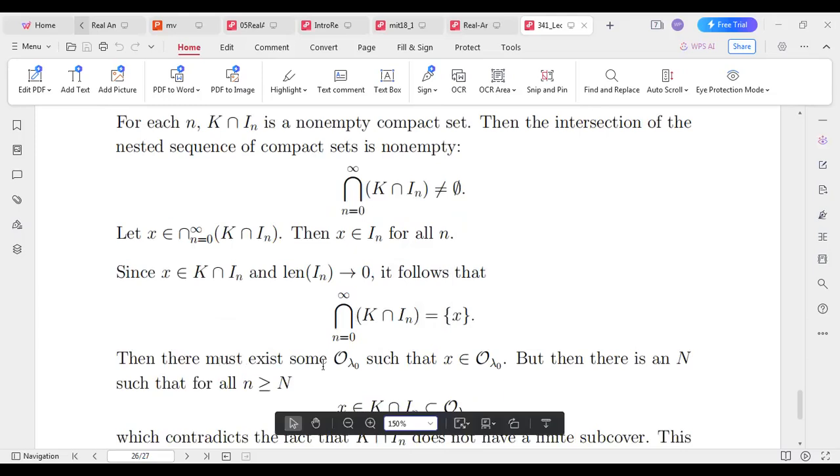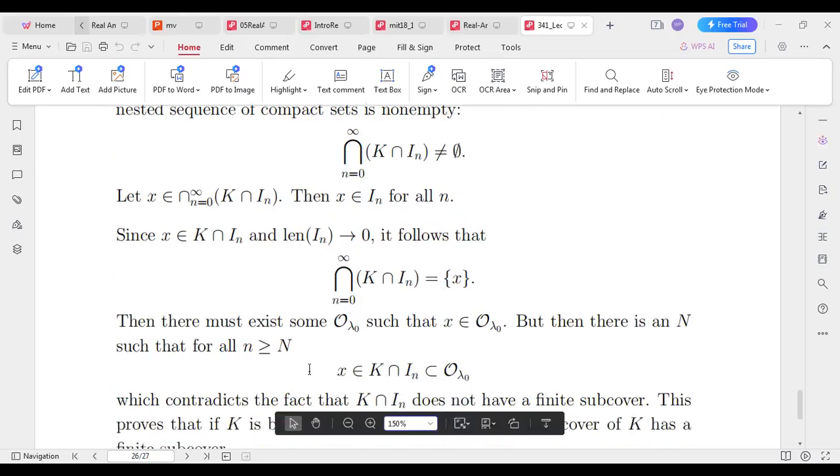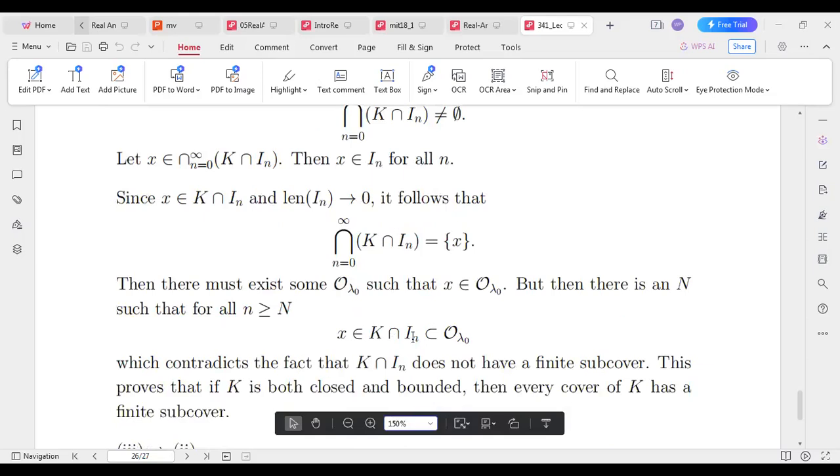Then there must exist some O_alpha_naught such that x belongs to O_alpha_naught, and there is an N such that for small n greater or equal to N, x is the element of K ∩ I_n, which is a subset of the subcover O_lambda_naught. This contradicts the fact that K ∩ I_n does not have a subcover. But there is a contradiction with what we considered earlier: K ∩ I_n does not have a finite subcover.